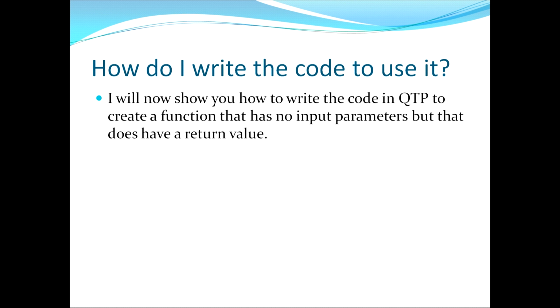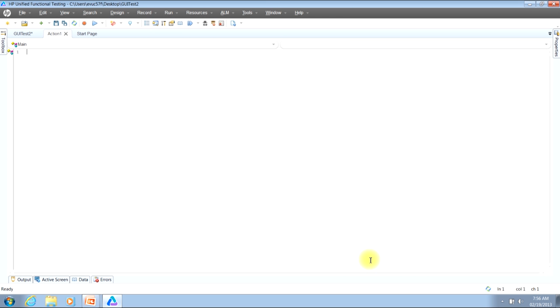This moves us to the third topic, which asks the question, how do I write the code to use it? I will now show you how to write code in QTP to create a function that has no input parameters but that does have a return value. To create a function, you need to begin by typing the word function, then hit the space bar. Now you'll see that once I hit the space bar, QTP went ahead and did some additional work for me. What's happened is that QTP recognized that I was looking to create a function.